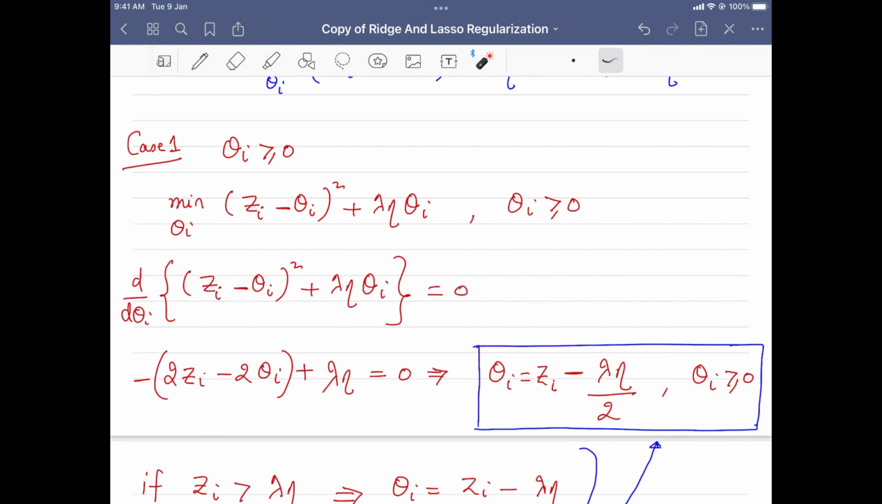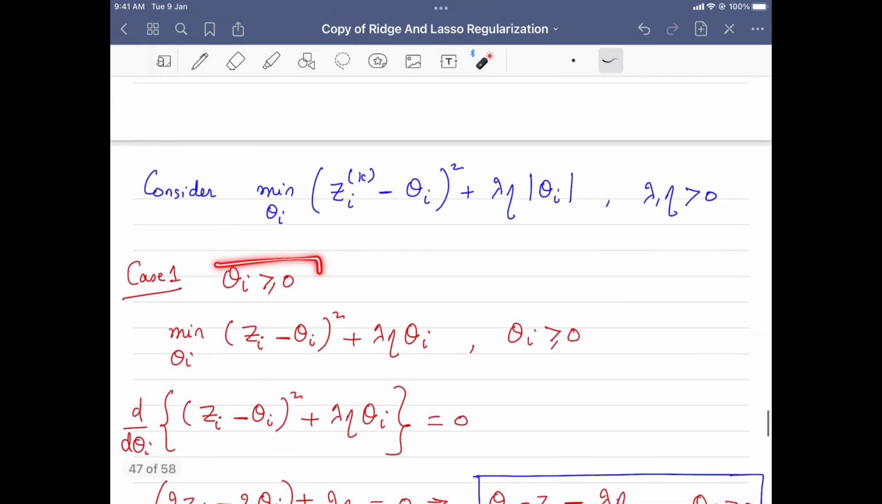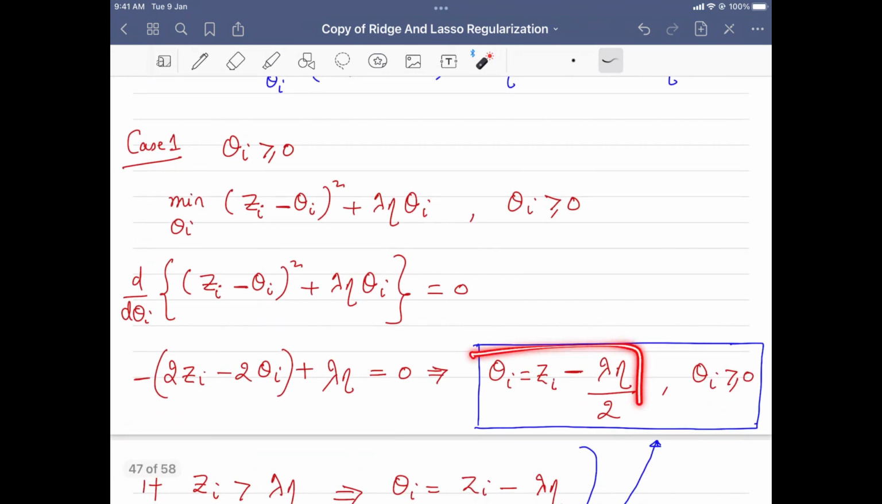So you can see now the constraint is that your theta I has to be greater than 0, then only this is valid. Why is this so? Because you have assumed in the initial stages that your theta I is greater than 0. So if your theta I is greater than 0, then this expression is valid.